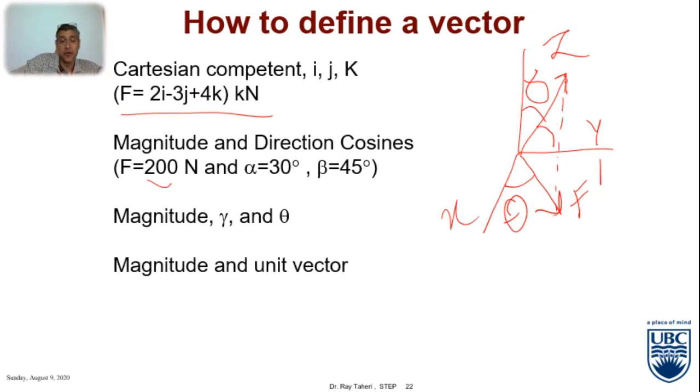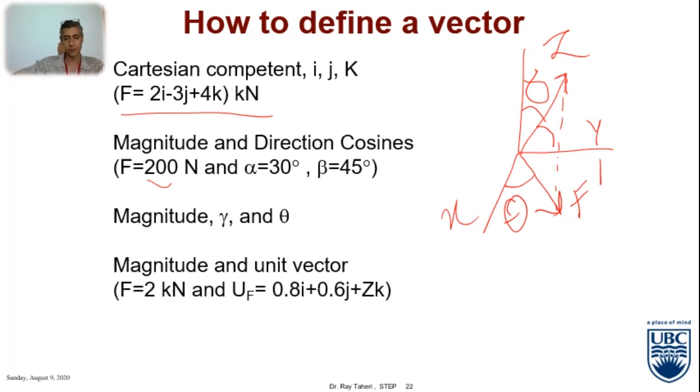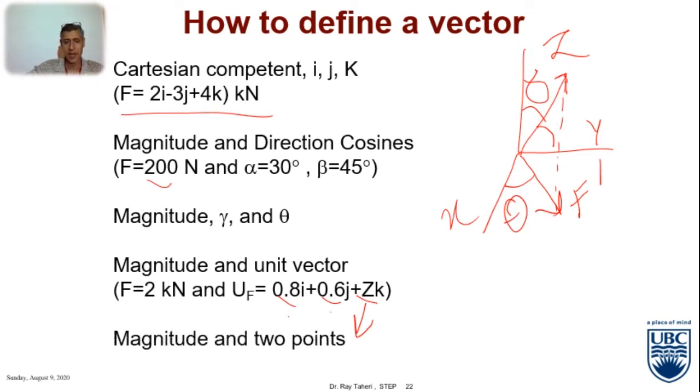If you have the magnitude and unit vector, it's second easiest because you multiply the magnitude by the unit vector, and that would be the answer. So, for example, if I know that this is 2 kilonewton and this is what I have. By the way, I didn't give you the z, but you can find the z easily because this square plus this square plus this square should be 1. So 1 minus this square minus this square gives you the z.